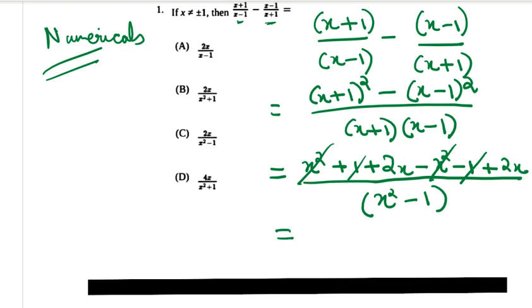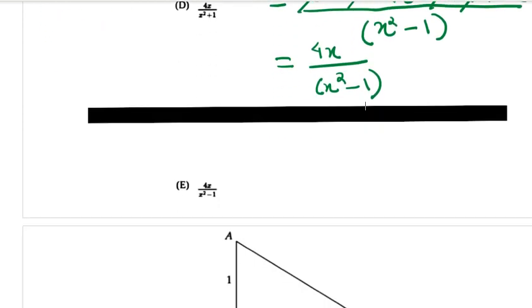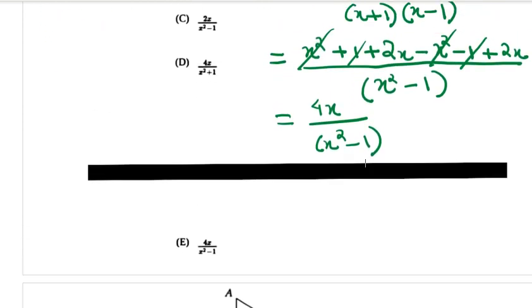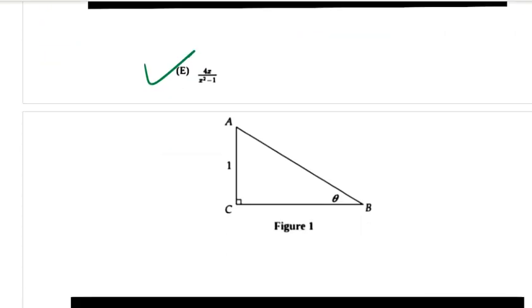So eventually you are left with 4x by x square minus 1. So that is the answer we are left with. It doesn't appear in any one of the options A, B, C, D, but it does appear in the fifth option. So the correct answer would be E. There are 4 options on top, yes, the fifth option it does occur.